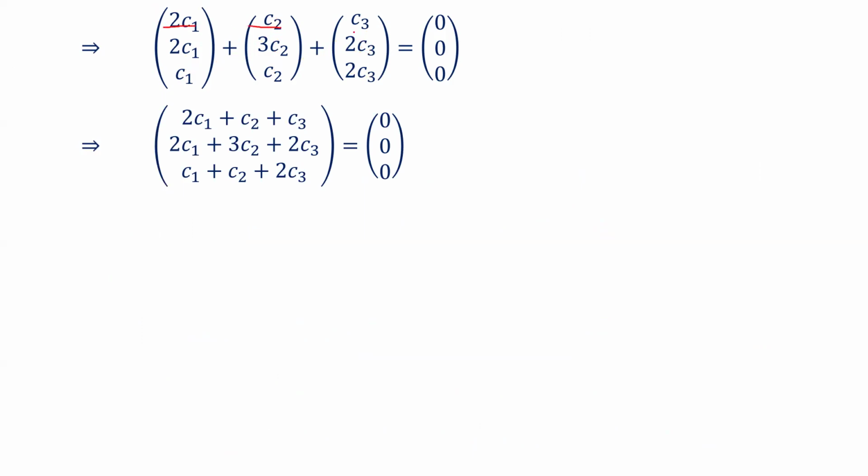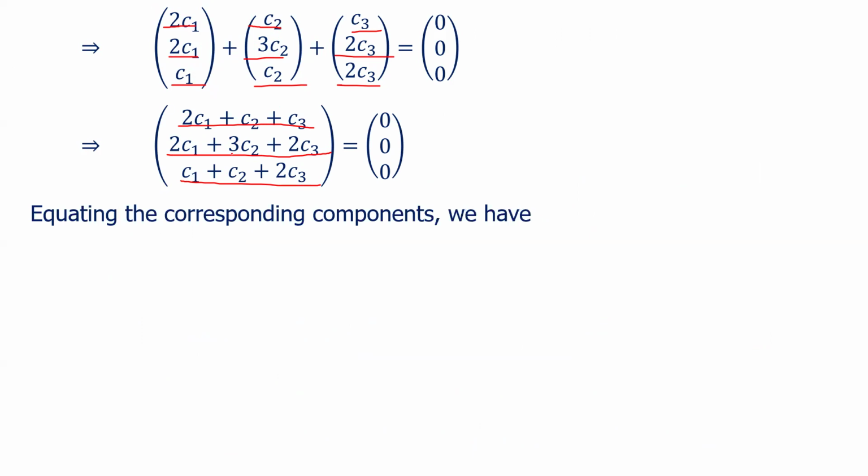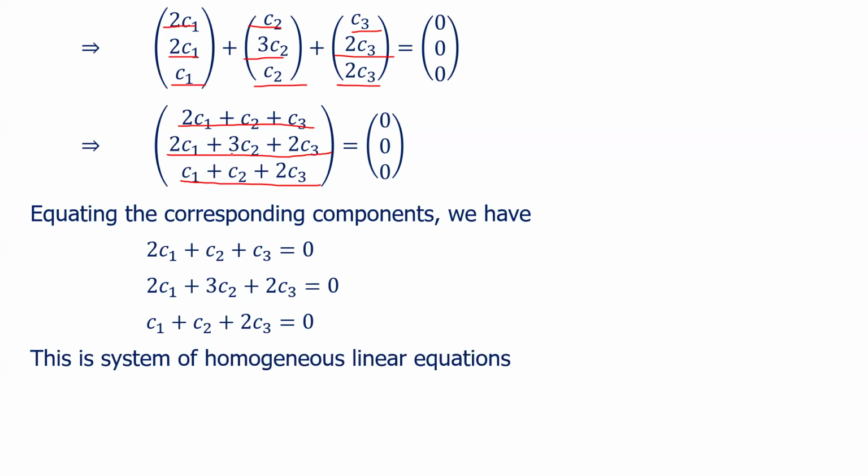Let us add all these three. The first row is 2C1 plus C2 plus C3, the second row is 2C1 plus 3C2 plus 2C3, and the third row is C1 plus C2 plus 2C3, which is equal to (0, 0, 0). Now equating these two column vectors, we have 2C1 plus C2 plus C3 equal to 0, 2C1 plus 3C2 plus 2C3 equal to 0, and C1 plus C2 plus 2C3 equal to 0.